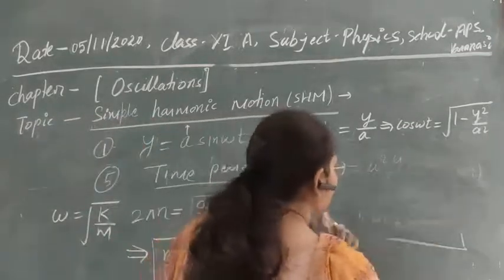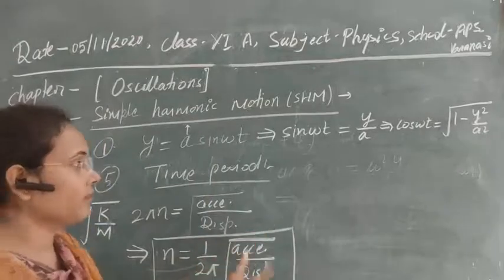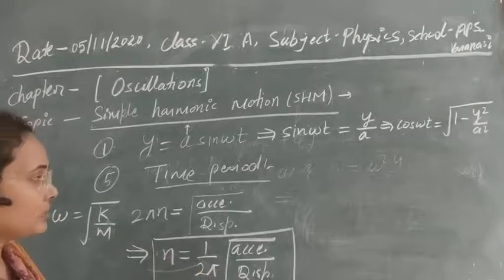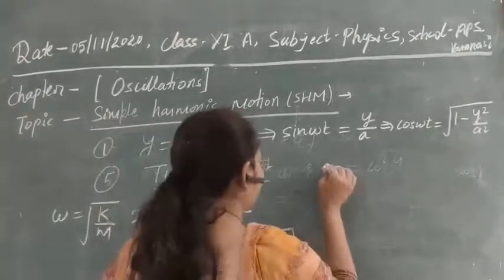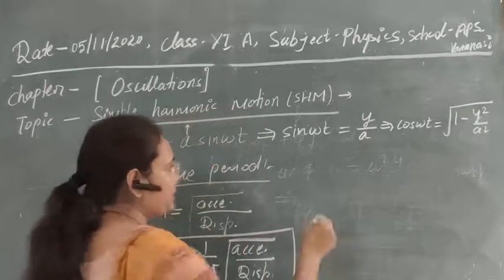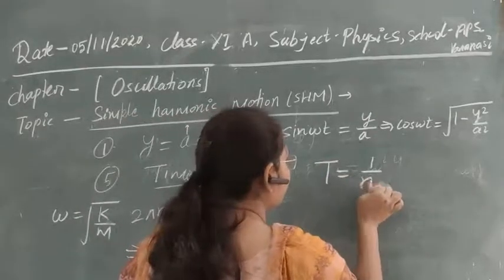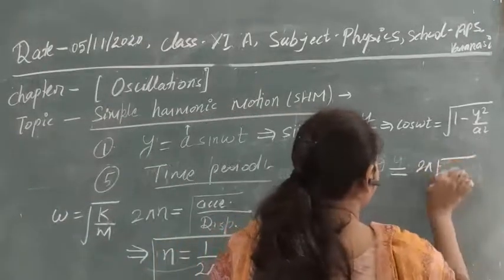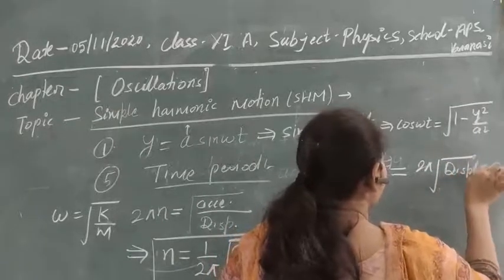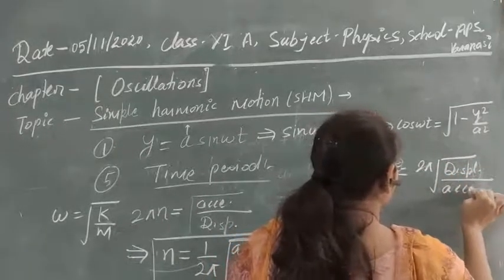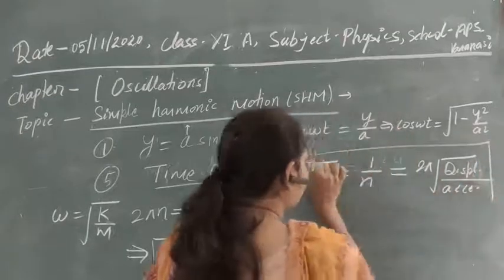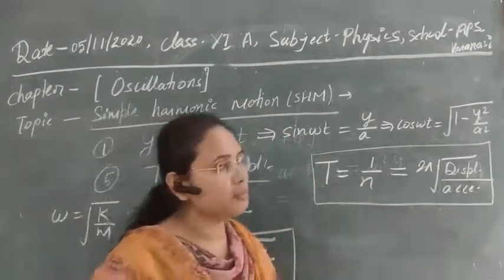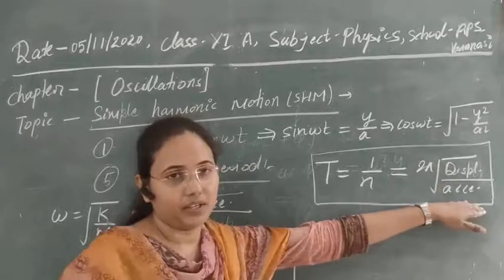So now if we know the frequency and angular frequency of the oscillation, what will be the time period? As you know, the time period of any oscillation is the reciprocal of the frequency. So time period is equal to 1 by n. What will be its value? Its value will be 2 pi root of displacement upon acceleration. So this is the value of the time period for any simple harmonic motion. If we want to calculate the time period for simple harmonic motion, we can calculate it in this way. Clear?